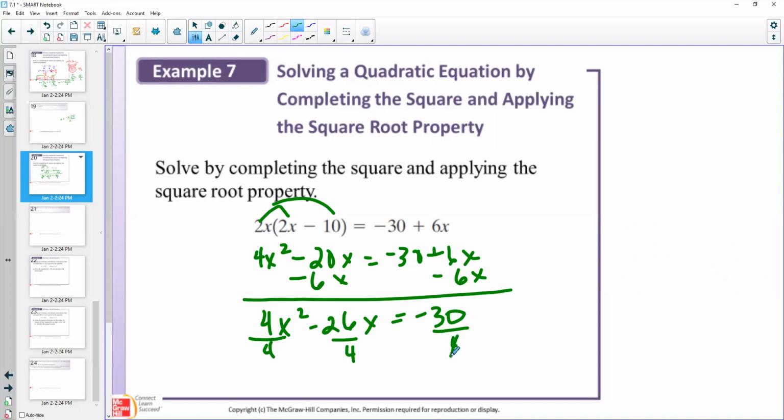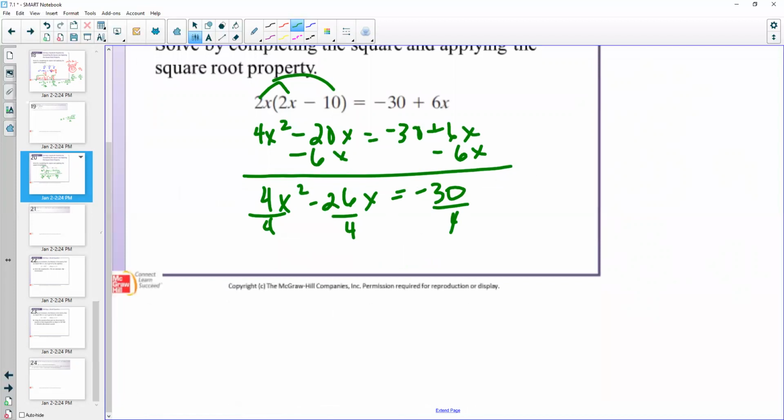Okay, I'm going to move my thing down a little bit. x squared minus, let's see, I can simplify that at least, 13 over 2 x equals, I can simplify that to negative 15 over 2. All right, these fractions are not going to kill you. It's okay. So now off on the side, let's complete our square.